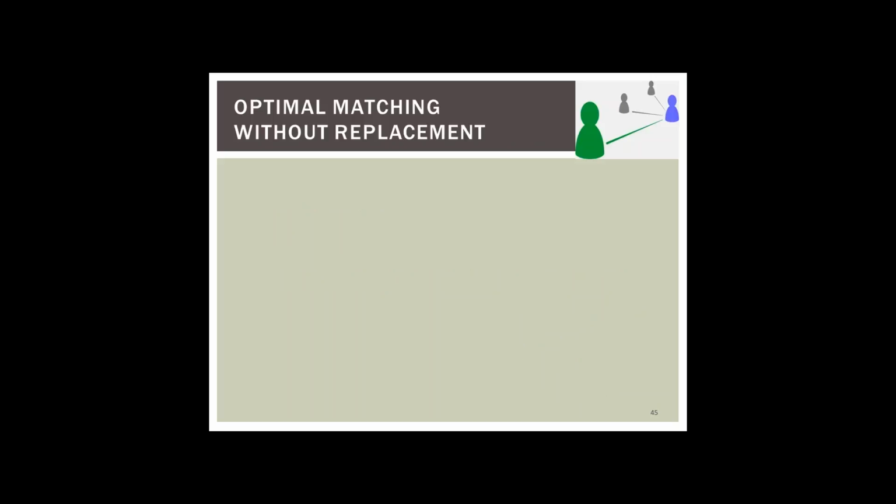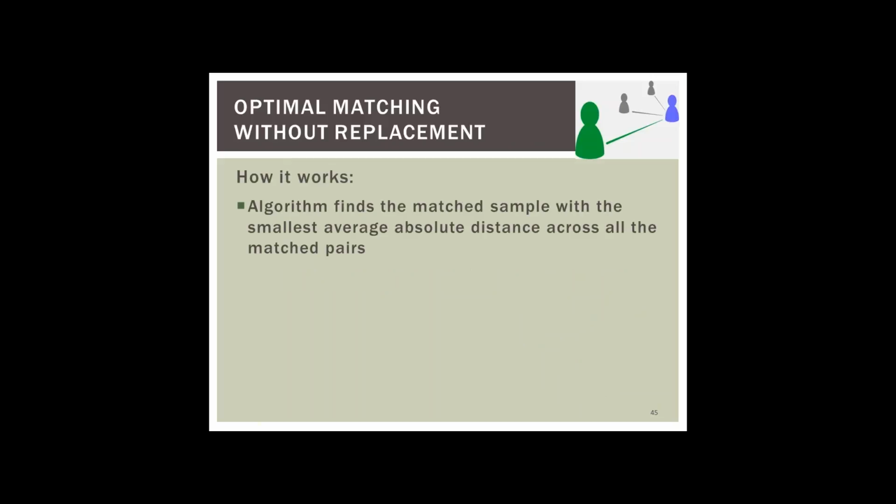So if you don't want your matching affected by order, another method we can consider is optimal matching without replacement. Basically how this algorithm works is it finds all these matched pairs and creates these different samples, and it chooses the sample that has the smallest absolute distance across matched pairs. So it's basically trying to find your best matches across all possible combinations. That's how optimal matching works.